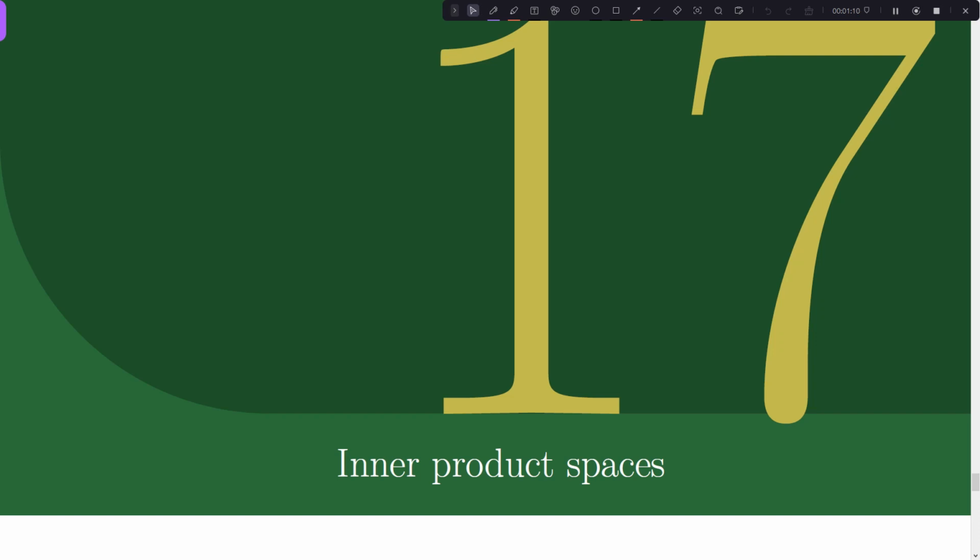Okay, welcome back to chapter 17. This is a pretty exciting chapter. I really like inner product spaces. You can see that's the title of the chapter. They're one of the most useful techniques we have for solving linear differential equations. And it turns out most of the equations you run into in classical and even quantum physics are linear.